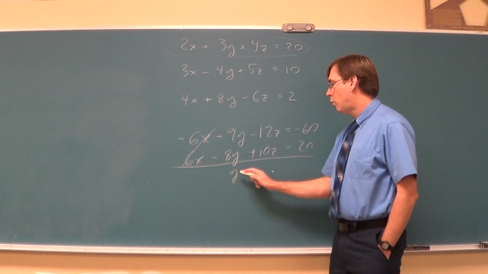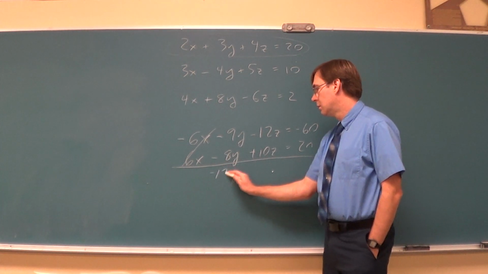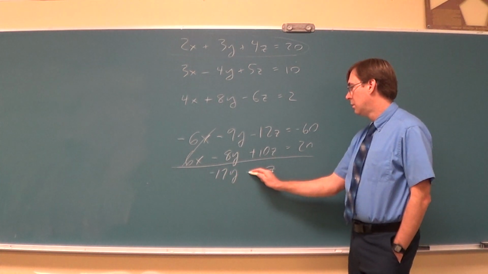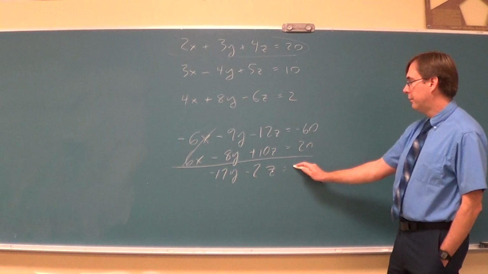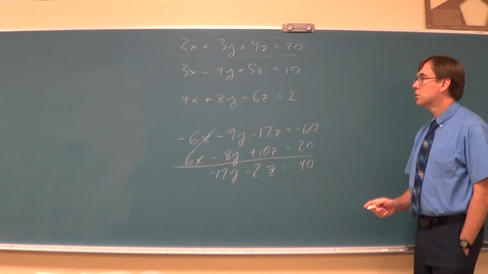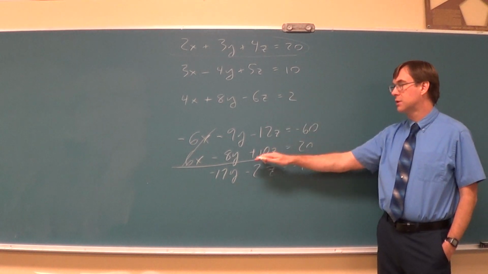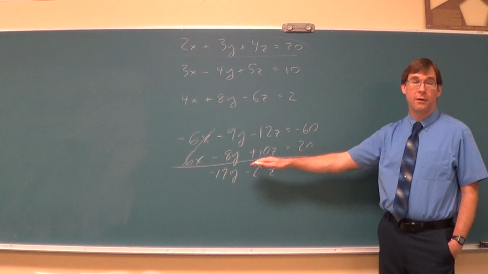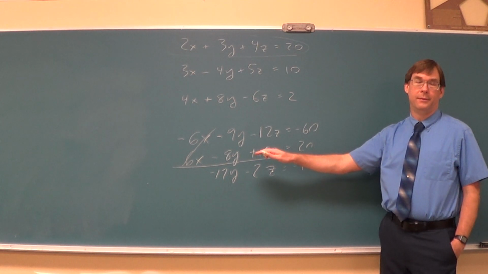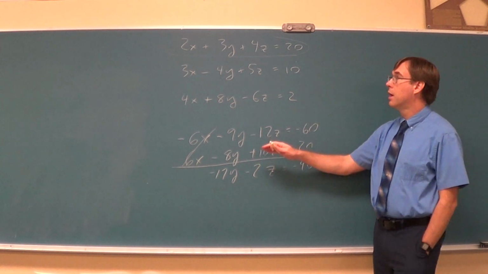X's are gone. Y count, -17, Z count, -2, and number count, -40. Agreed. So we're halfway through round 1. Half of the job on round 1 is bumping off an X. We just bumped off an X. What's the other half of the job on round 1? Do it with the bottom as well.